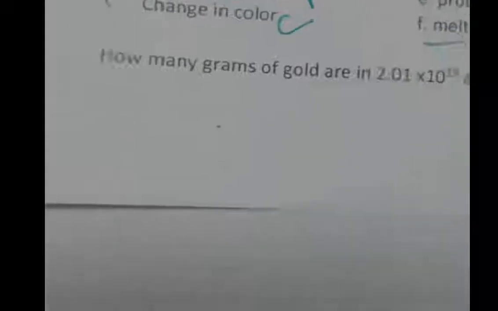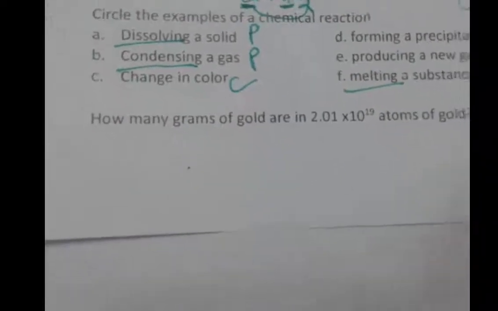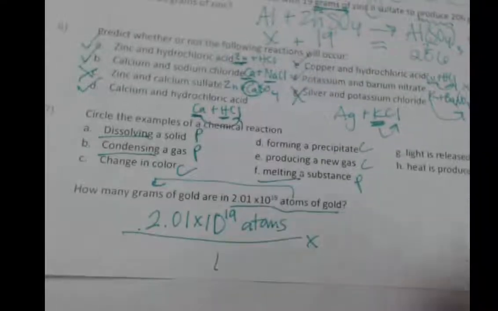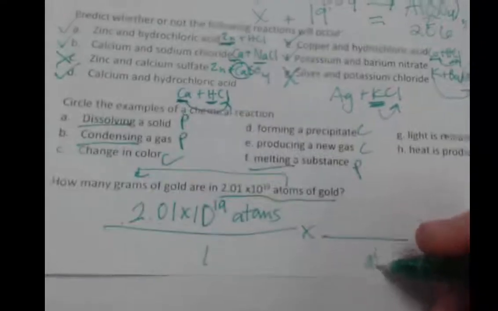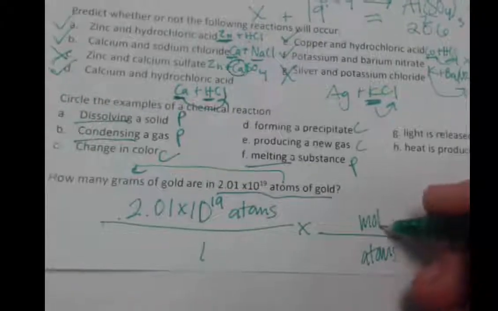Okay, we have one last question. On this question, it gives us atoms of gold. So I'm going to put that as my given over 1. Okay. And then I want to solve for grams. Well, I can't go atoms to grams. I have to always go through moles. So I need to put atoms on the bottom, and I'm going to moles. So what conversion factor has atoms and moles in it? Well, we learned that in 1 mole, there's always this many atoms.